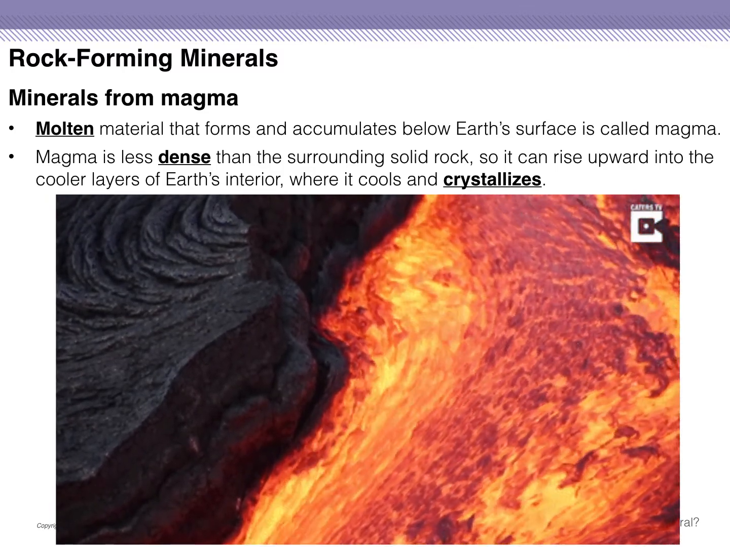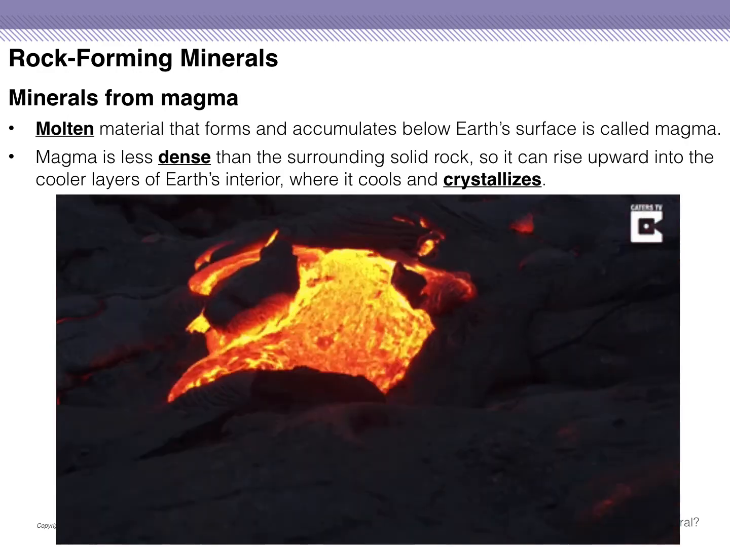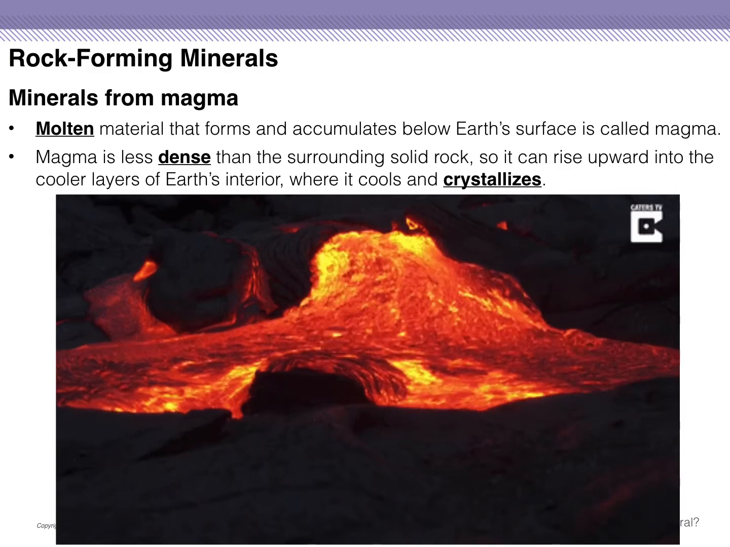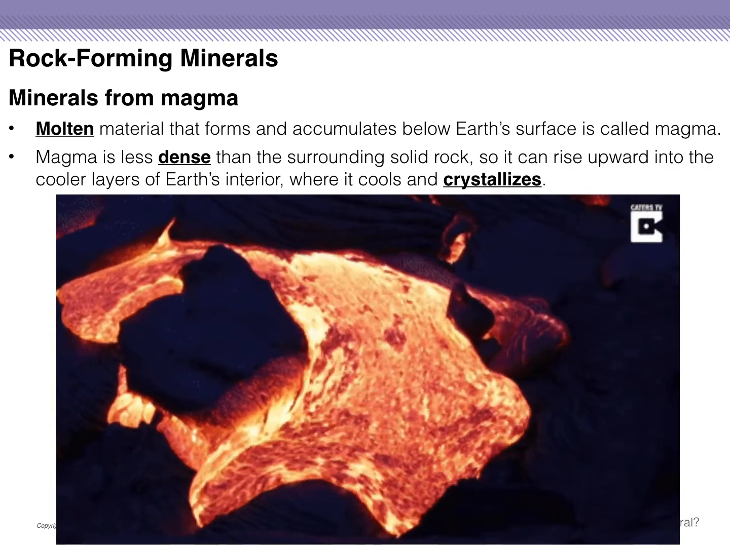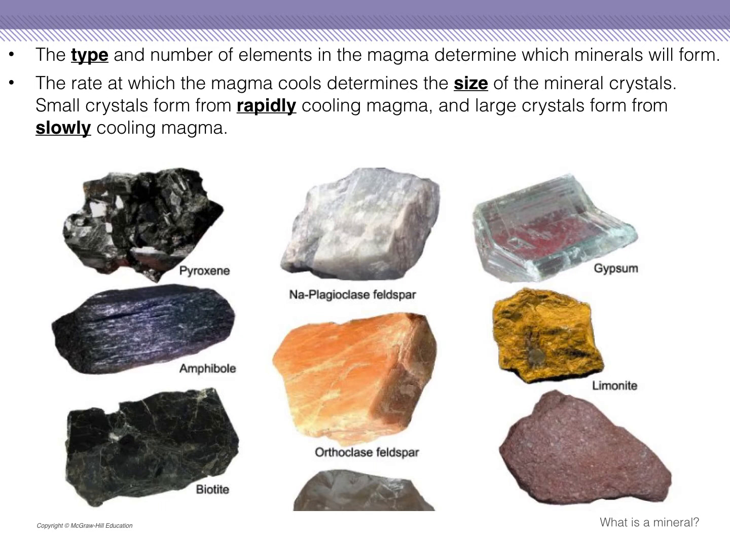If it crystallizes on the outside, it will form one form of rock. If it crystallizes underground, it will form different forms of the same rock, but different crystal structures. The type and number of elements in the magma determine which minerals it will form. The rate at which the magma cools determines the size of the crystals. Small crystals form from rapidly cooling magma, and large crystals form from slowly cooling magma.